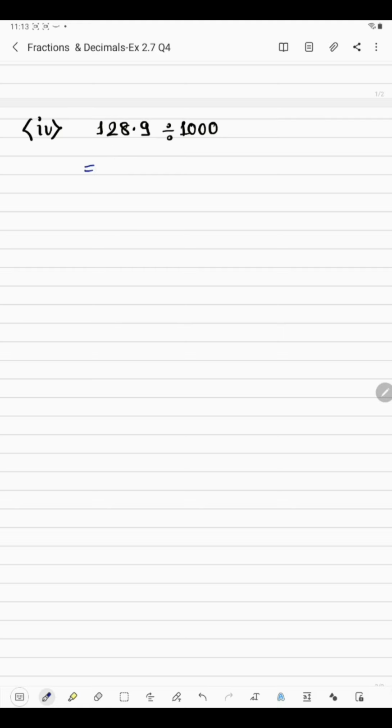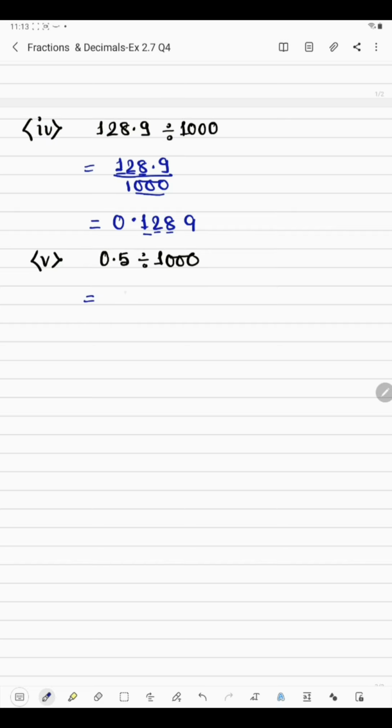Now in the next part we have 128.9 divided by 1000. Okay. So here 3 zeros. So 1, 2, 3. Already we have 3 digits. So the point will be here. After the point 1, 2, 8, 9. So the point was in between 8 and 9. Then the point will be shifted 3 places. So 1, 2, 3. Okay. So the answer of the fourth part will be 0.1289.